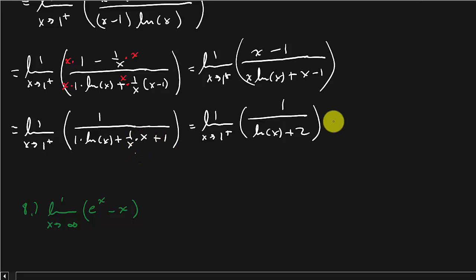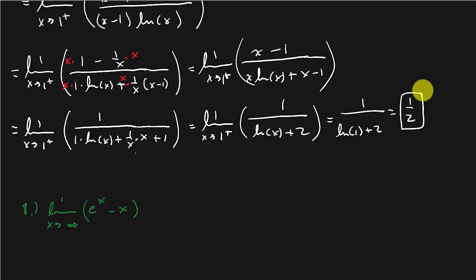Now let's plug the 1 in. So that's going to be 1 over natural log 1 plus 2. That natural log of 1 is 0, so we get 1/2. All right. So that problem had to do a little bit of algebra there. Not too bad.